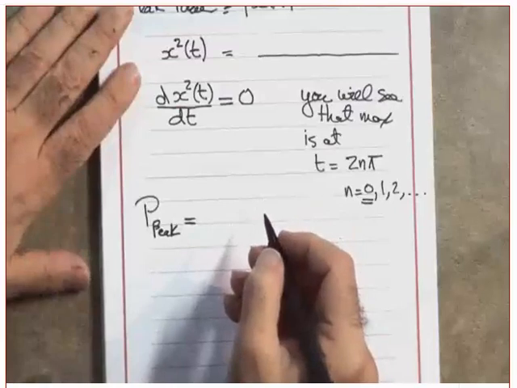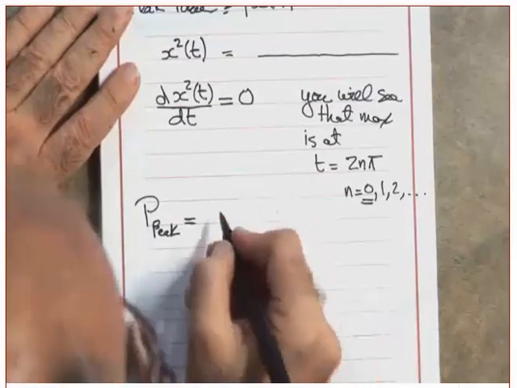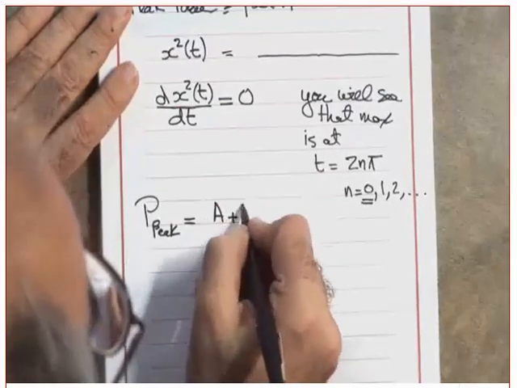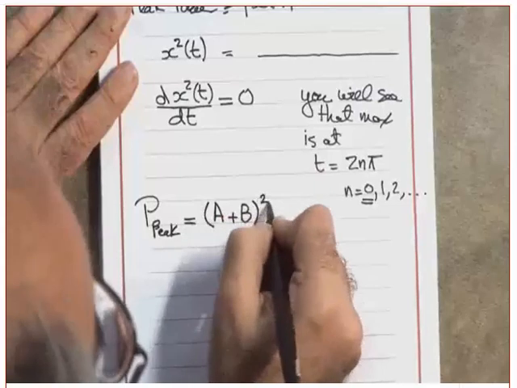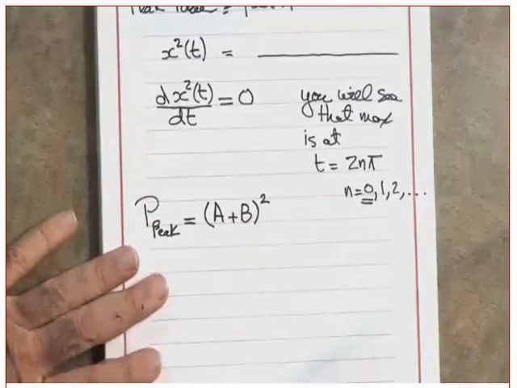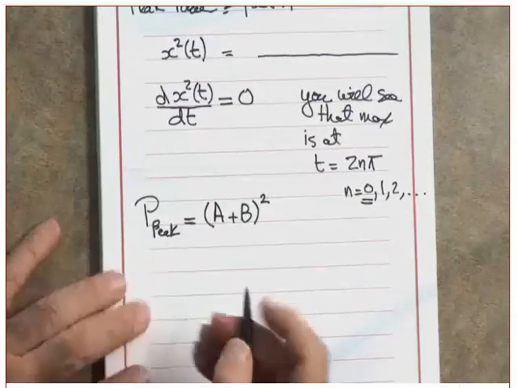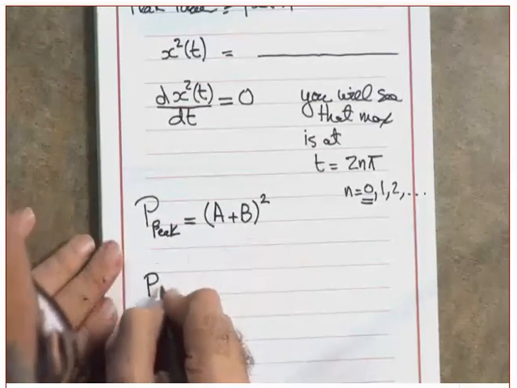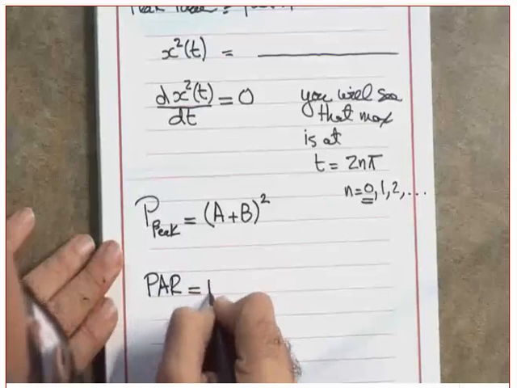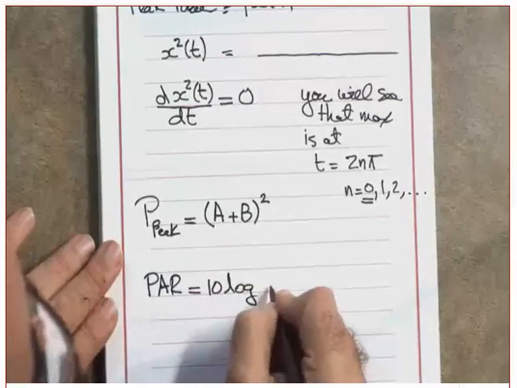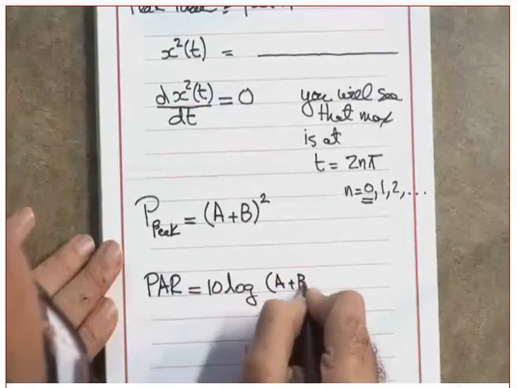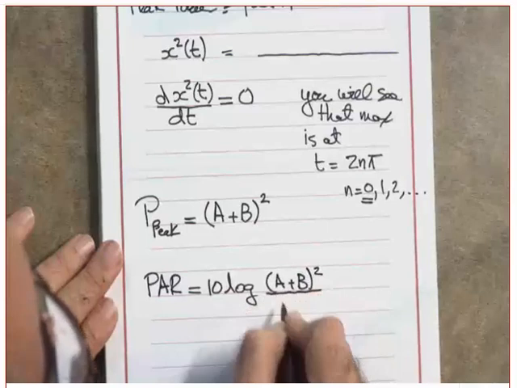Say that again. The A plus B, very good. A plus B, the whole thing what? Square. Clear? Yes or no? A plus B, the whole thing square, which means the what? The power is 10 log of A plus B, the whole thing square, divided by what?